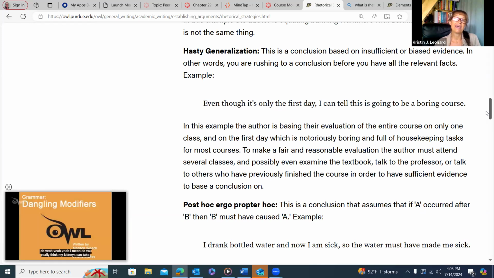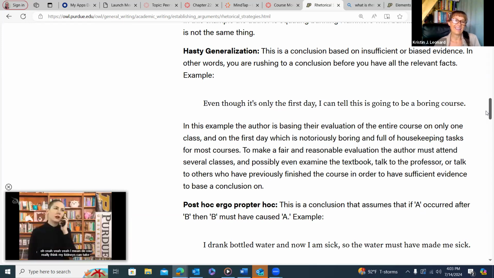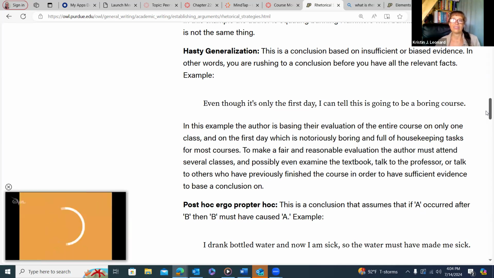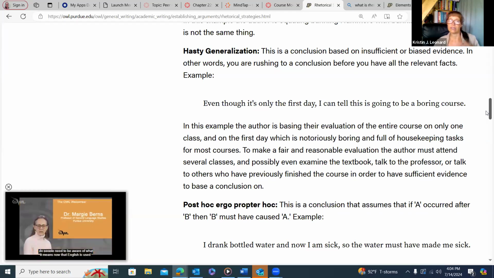So to make it a fair and honest assessment and evaluation, the author must attend several classes, maybe talk to the teacher, read a textbook. So that's a generalization based on the first day being bad, so it's going to be bad overall, okay? It just doesn't feel right because it's just a generalization.